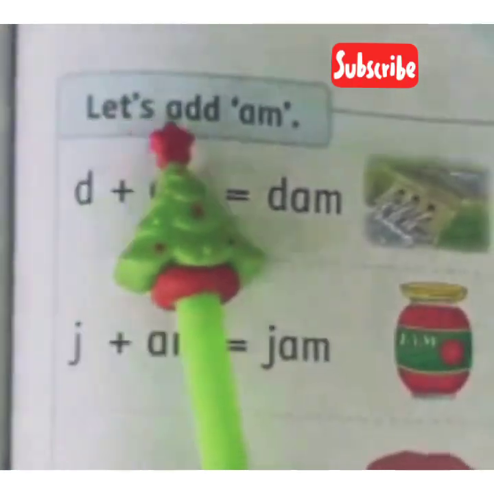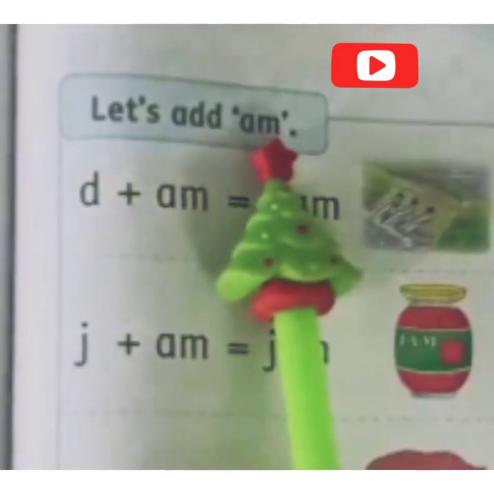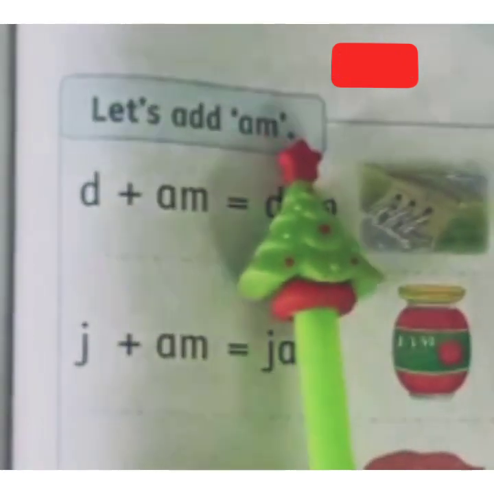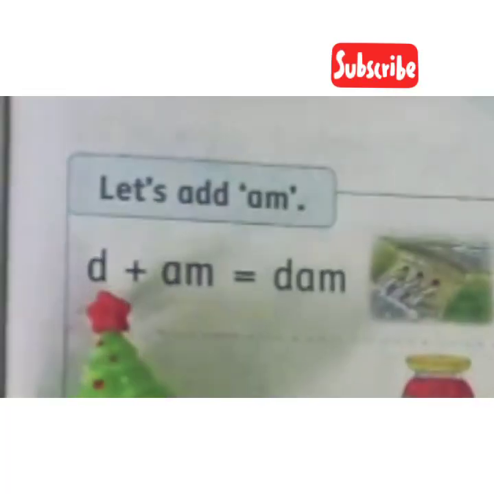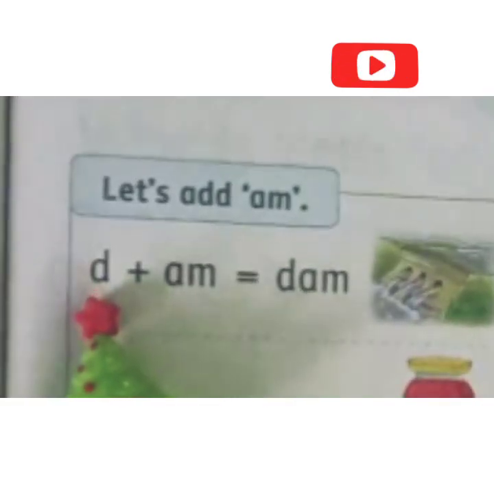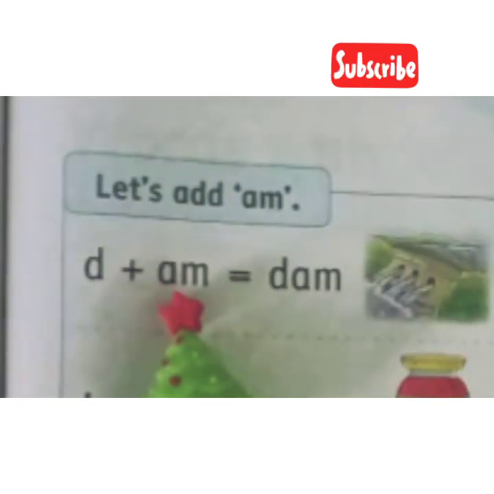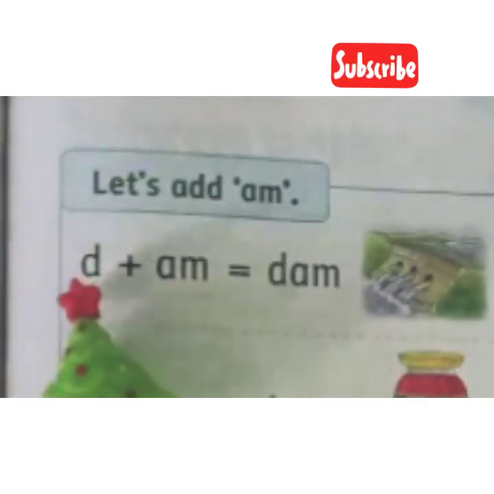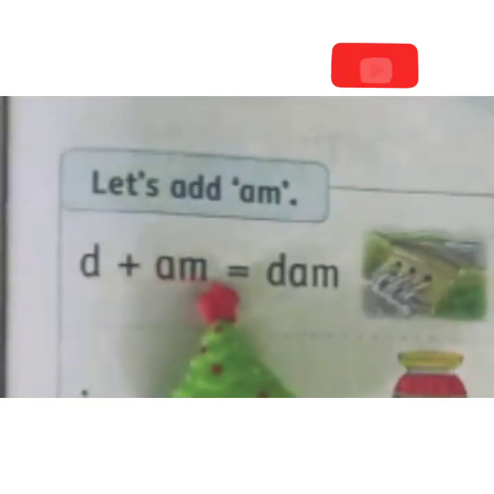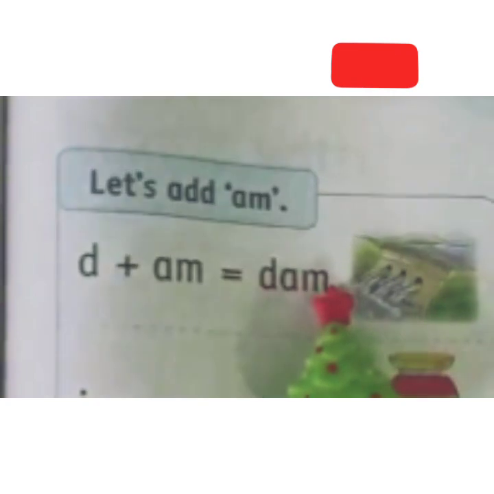Now let's add A, M. A says A, M says M. Am words. Children, which letter is this? Letter D. D makes the sound D. A says A. M says M. When we join D with am, it makes D, A, M, dam.